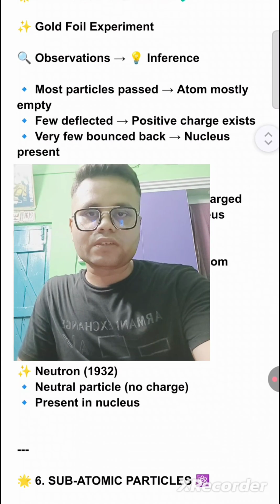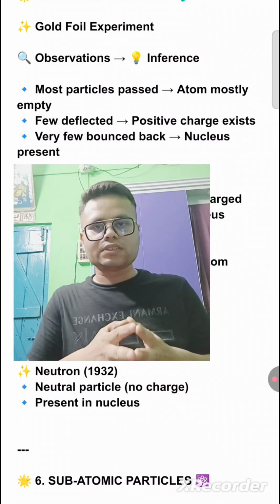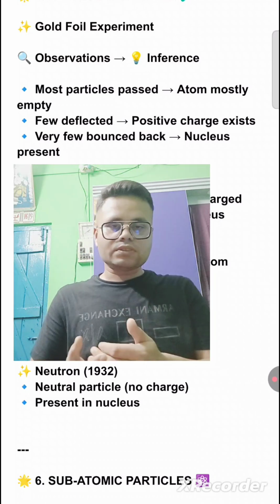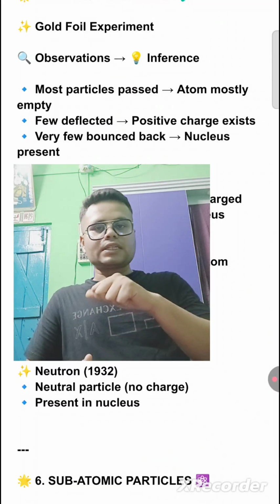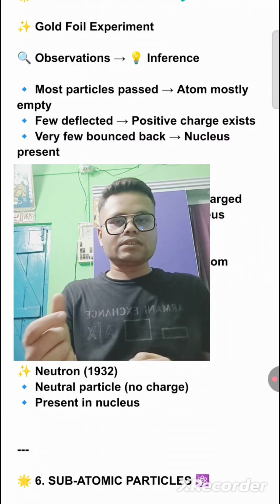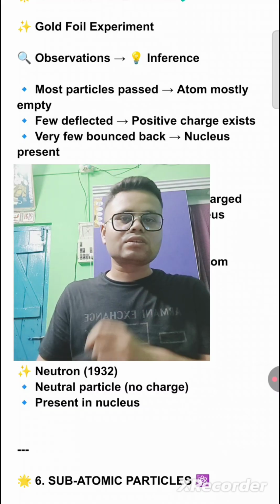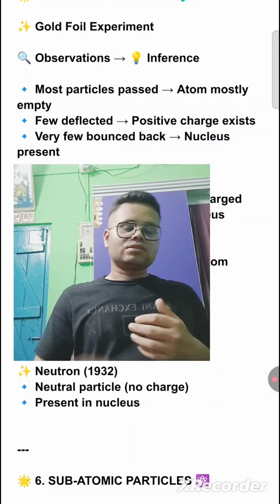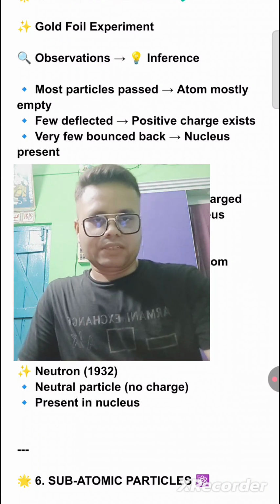Next, the Rutherford model. How did this happen, what is the model? It was the gold foil experiment. First of all, the observations. Most particles passed through, so the atom is mostly empty. After that, a few were deflected because of the positive charge present in it. And second, a few bounced back, because the nucleus is present in it. So these all come under the gold foil experiment.